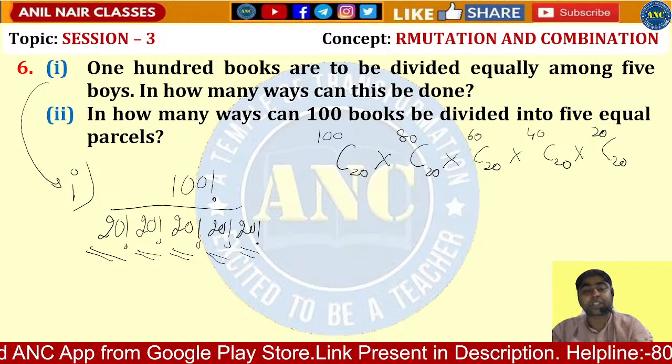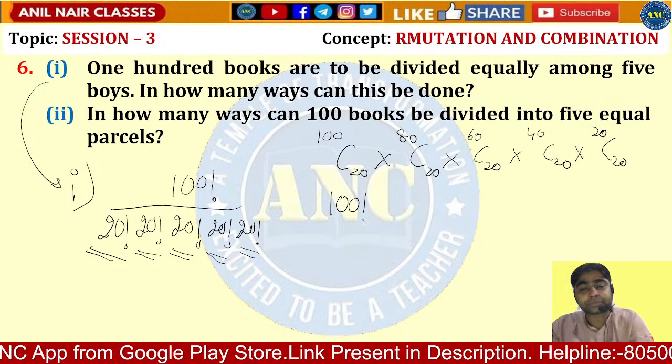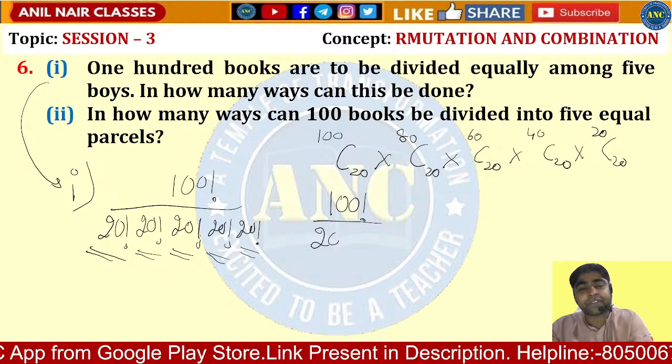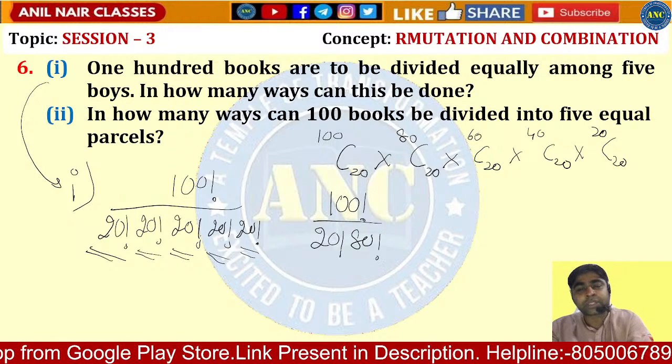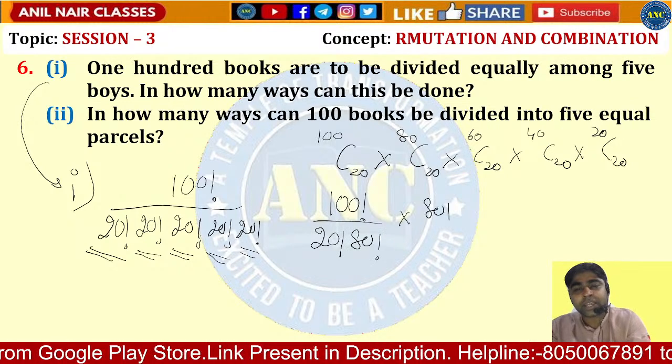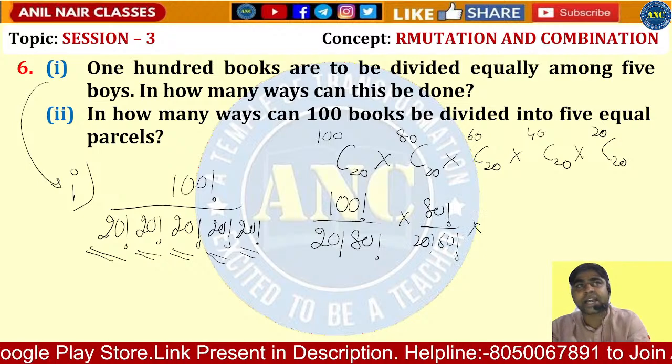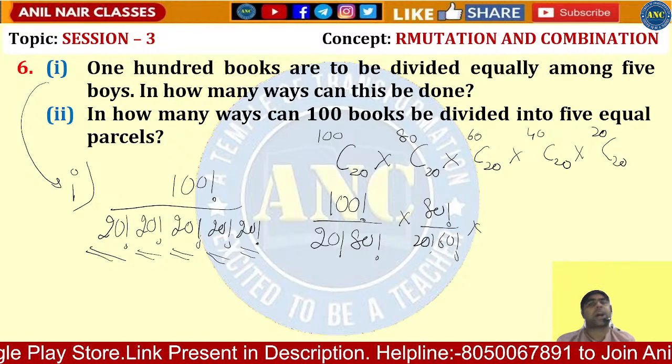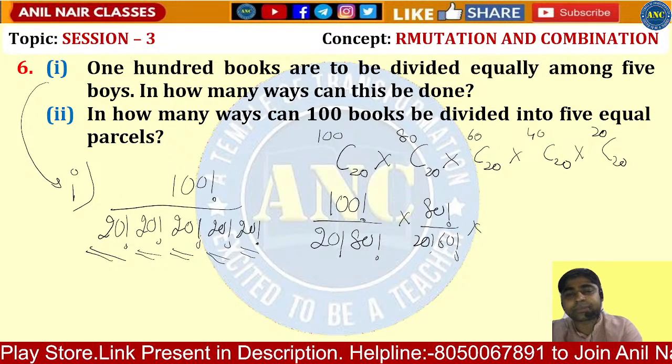Okay. So what would this be? 100 factorial upon 20 factorial into 80 factorial multiplied by 80 factorial upon 20 factorial into 60 factorial. nCr is n factorial upon r factorial into n minus r factorial.